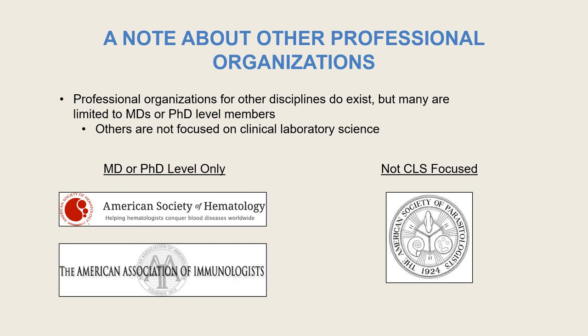So just a quick note here about other organizations. We talked about organizations for blood bank, chemistry, micro, molecular. So what about hematology and immunology? Well, there are professional organizations for those disciplines, but unfortunately the membership has been limited to the MD, PhD, doctorate level only. So those organizations tend to focus their resources more on that level. But they do have some resources that are good for us as laboratory scientists. Sometimes they will have educational information for patients. That's also stuff that we can use to learn and see what they're telling patients. So they do have resources that are useful to us. We just cannot be members of those societies unless we go on to the doctorate level.